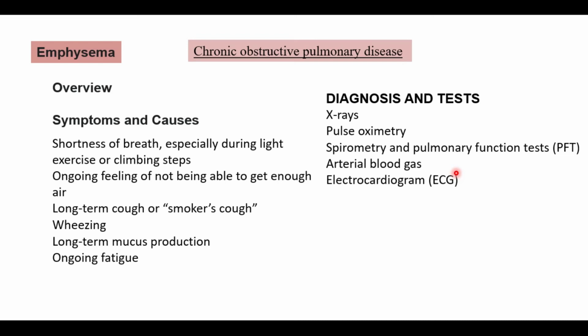Then comes arterial blood gas. This test measures the amount of oxygen and carbon dioxide in the blood from an artery. It's a test often used as emphysema becomes worse. It is especially helpful in determining if a patient needs extra oxygen. And the ECG, electrocardiogram, checks heart function and is used to rule out heart disease as a cause of shortness of breath.